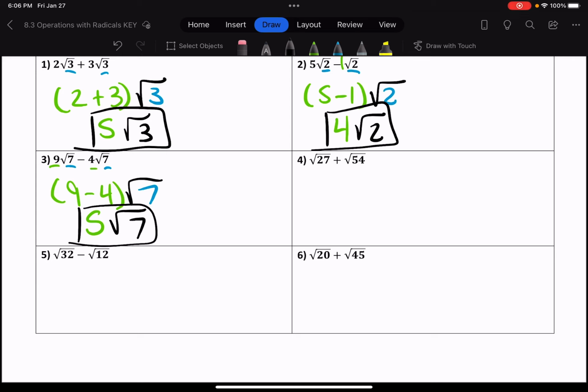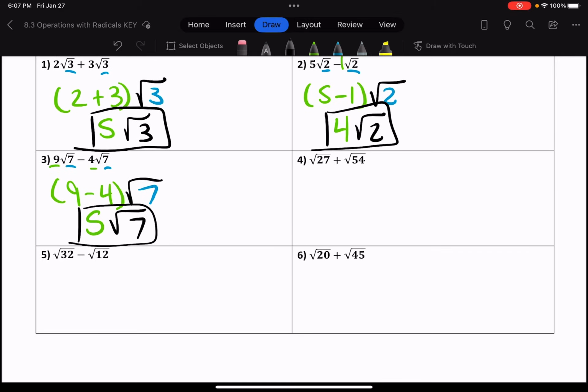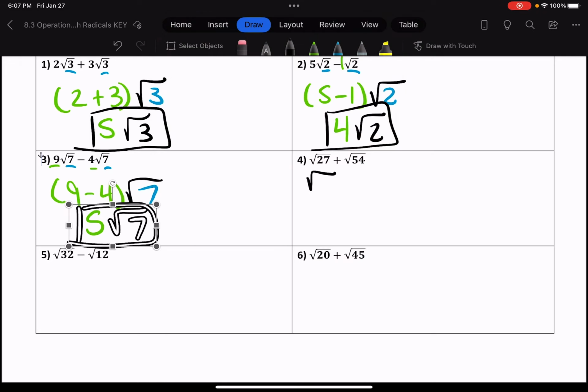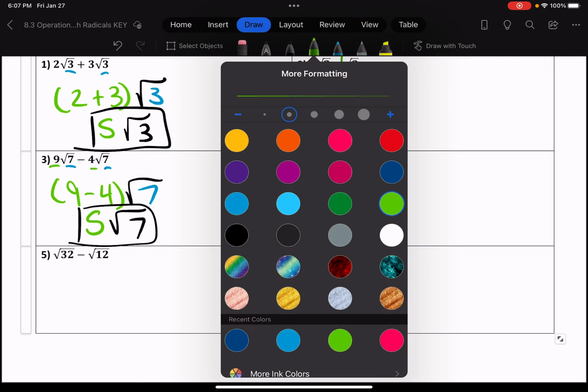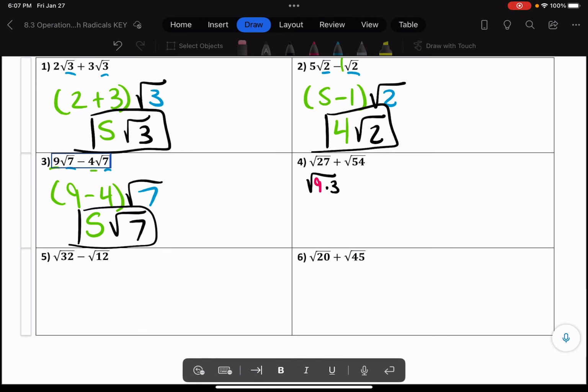But then we get to problem 4. And these aren't simplified yet. So if I'm looking at this, I've got the square root of 27 plus the square root of 54. As they are right now, I can't combine them. But let's do some simplifying. The square root of 27 does have a perfect square factor. So let's go ahead and rewrite that as the square root of 9 times 3. I know that the square root of 9 is 3, so I'm going to rewrite that as 3 times the square root of 3.